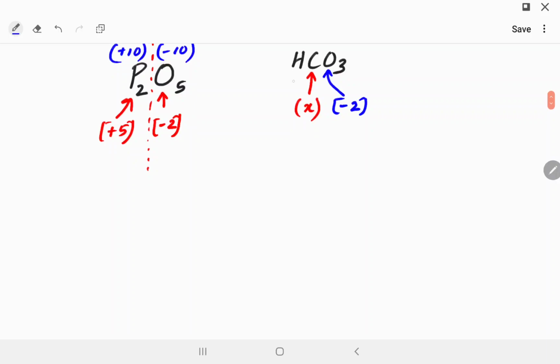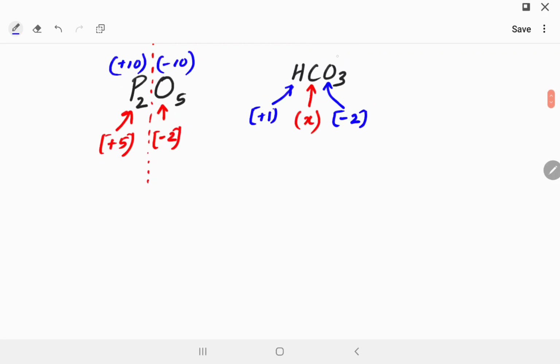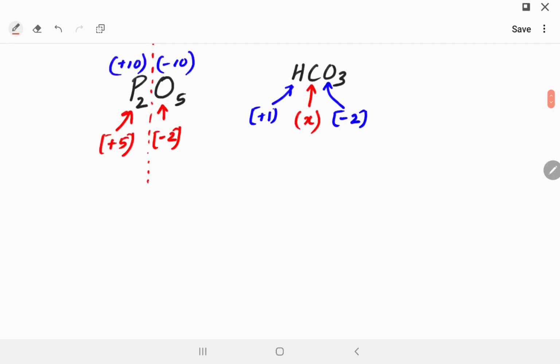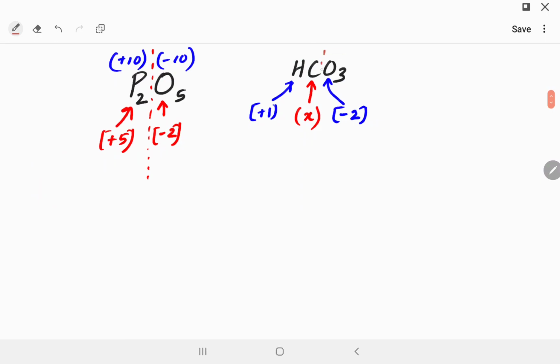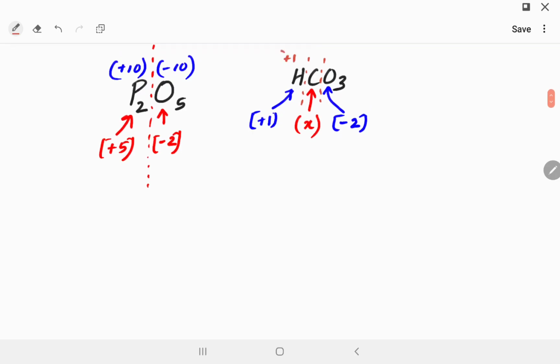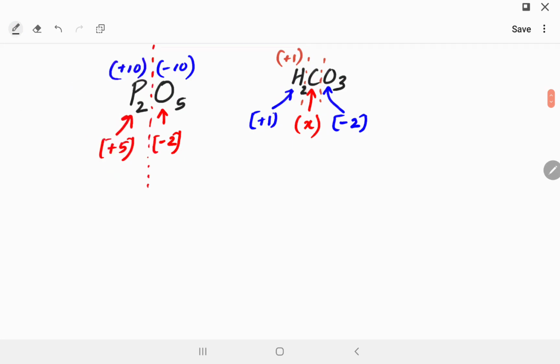from rule number 7. And then hydrogen is bound to a non-metal, so according to rule number 3, the oxidation number of hydrogen is +1. I'm trying to use different colors so that you will not be confused, so I'm going to separate carbon, hydrogen, and oxygen. Actually, I made a small mistake. This formula should be H2CO3.